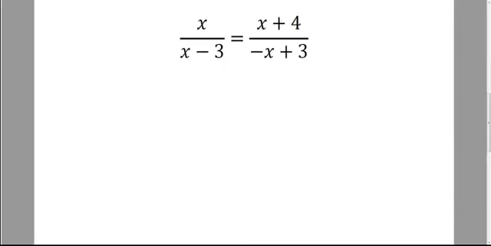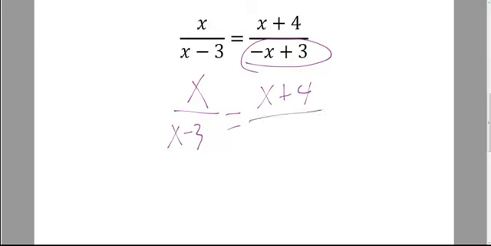So our first example would be x over x minus 3 equals x plus 4 over negative x plus 3. And if you look right here, you'll see that we can take a negative 1 out to get x minus 3. I'm going to go ahead and do that to make life a little bit easier. Now if you did not see that, you can go ahead and work it out normally. That's no problem. And I made a mistake. Correction: there should be negative 3 because I took a negative 1 out on both sides.